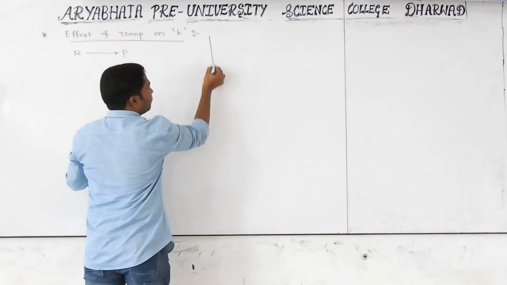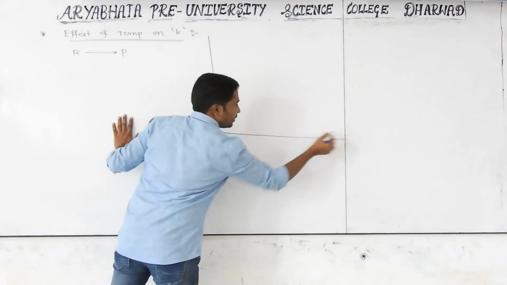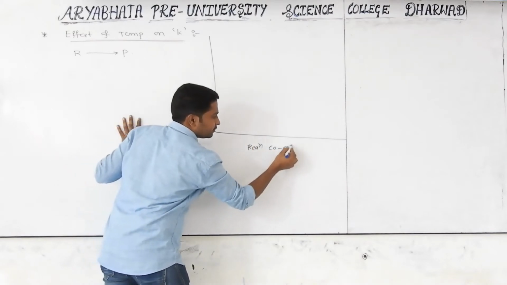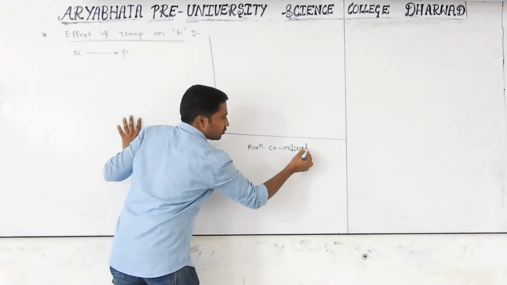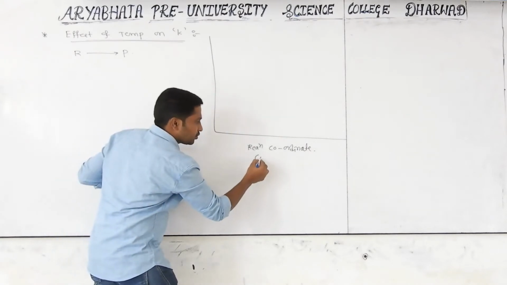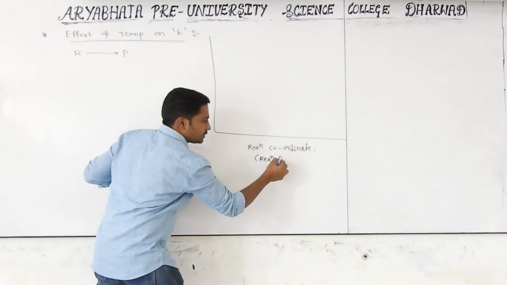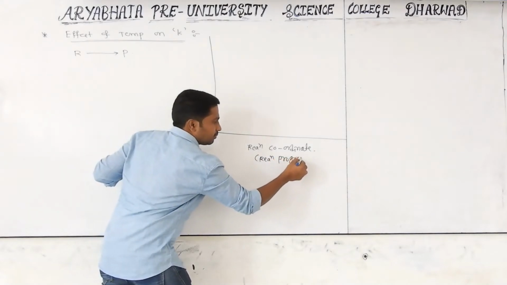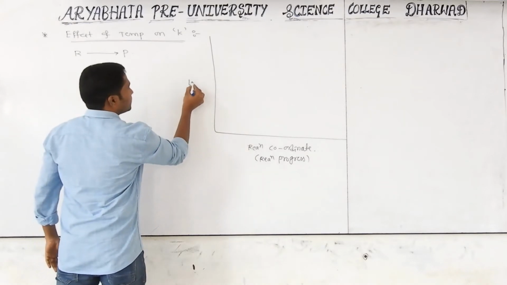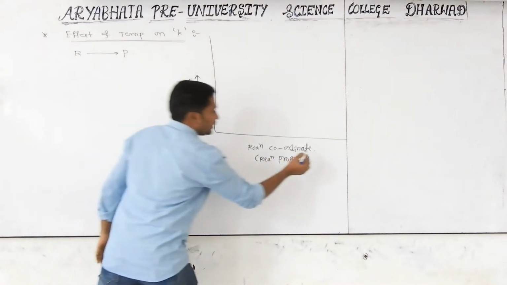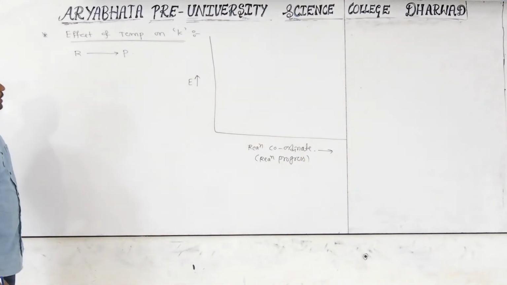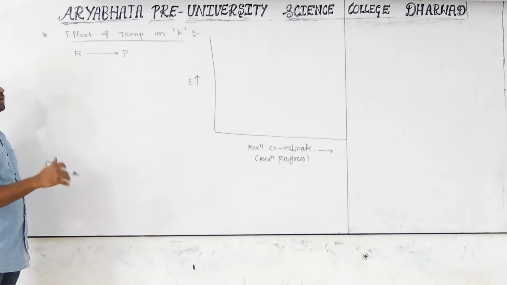First of all, I am drawing a graph between two variables. One is the reaction coordinate. Reaction coordinate means where the reaction starts and where the reaction ends. Indirectly it is called reaction progress, meaning how the reaction is going on. On the y-axis I am taking the energy of the chemicals. You have a chemical reaction in which reactants will be converting into products.